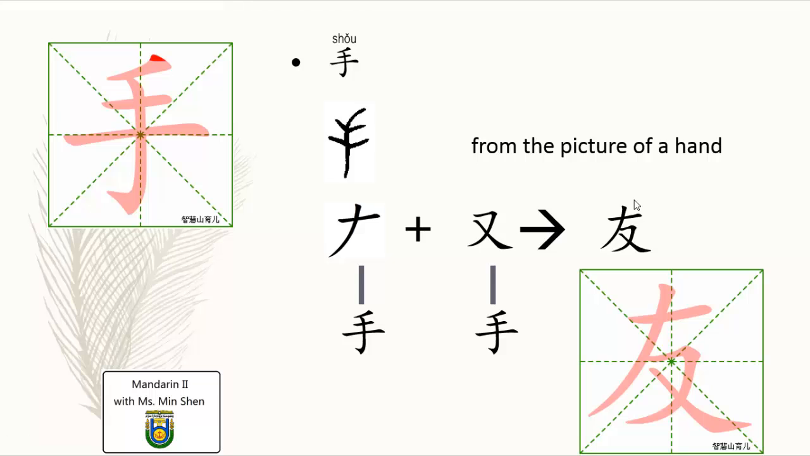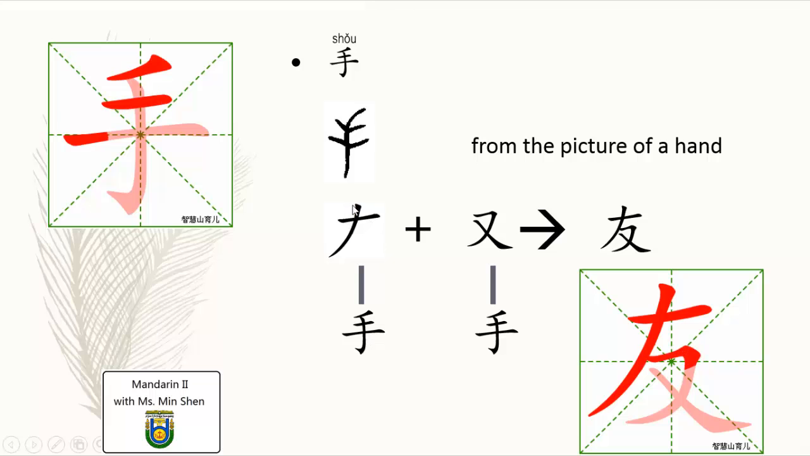And next character, 手, hands. 手, hand, and you can see this is a hand, 1 2 3 4 5, 5 fingers. Today we connect the fingers together, and the top one we still keep as a pair, then you have today's character 手. Apparently it's from the picture of a hand, and this one is a left hand. It's 一个手.